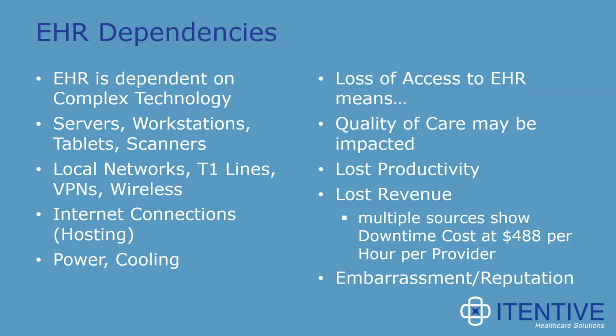And when we lose access to our EHR system, what kind of an impact does it have on us? Well, it can impact the quality of care. We can lose productivity. We can lose revenue. And there have been some studies that have been done over the years with regards to what downtime can cost an organization. And a couple of those studies have shown that it can cost as much as $488 per hour per provider. So it can be quite expensive when the system goes down and you lose access to your EPM system, your EHR system.